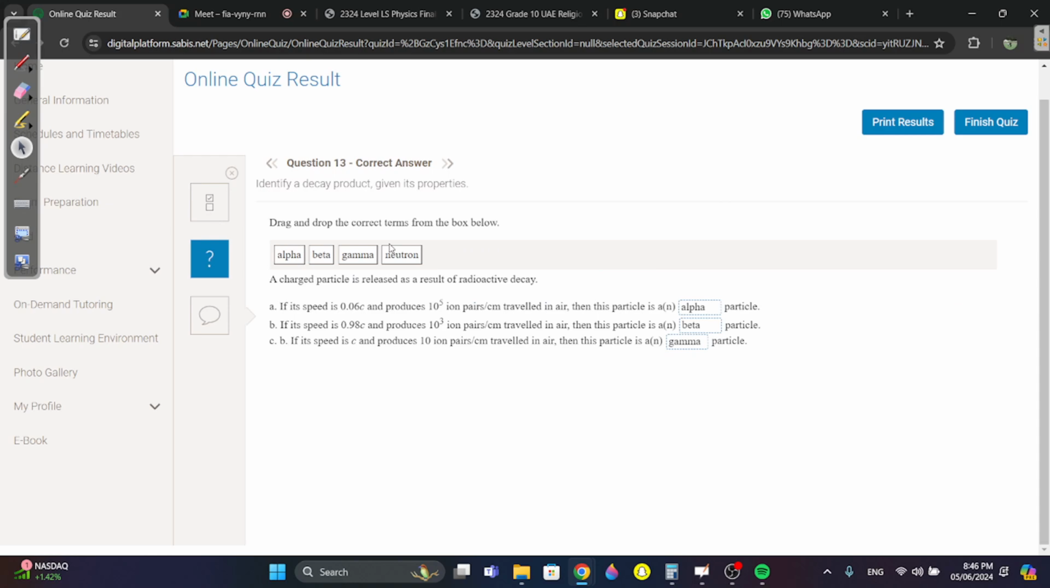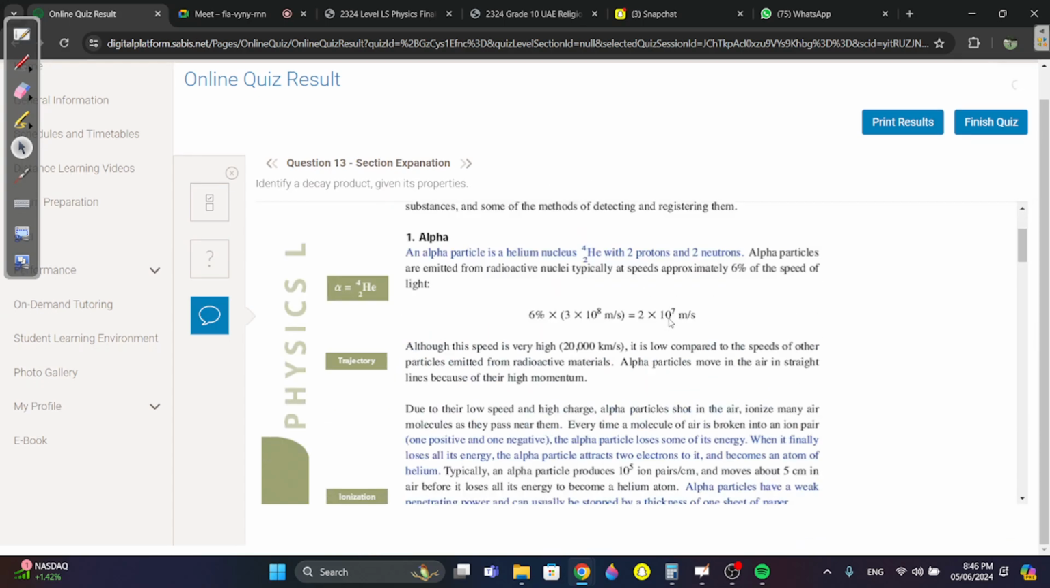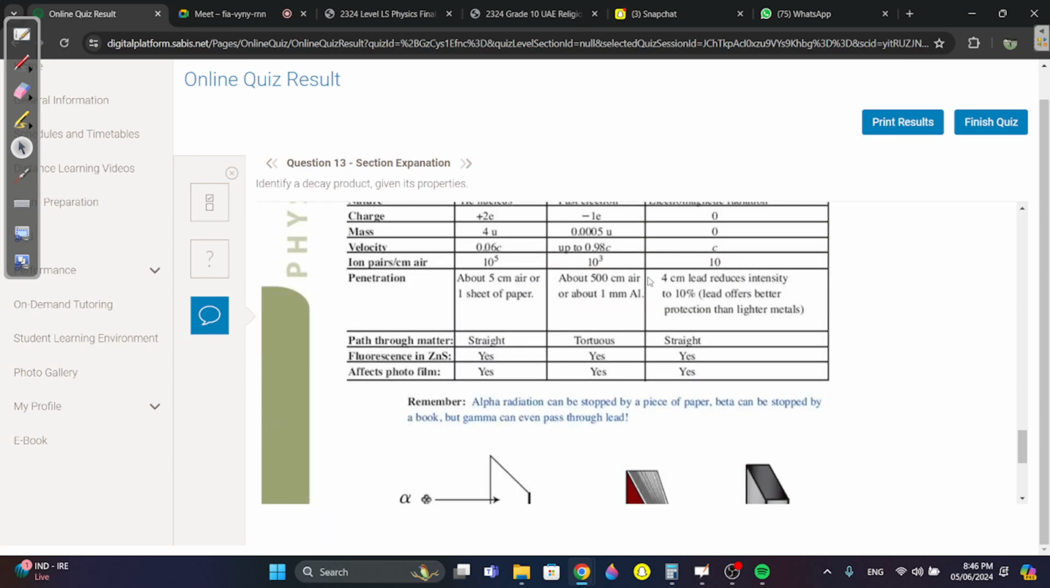Question 13. A charged particle is released. If its speed is 0.06 and it produces 10 to the power 5 ion pairs, it's alpha. If it's 0.98 and produces 10 to the power 3, beta. If its speed is C, by the way, C is the speed of light, and it produces 10 ion pairs, gamma. From the table, nothing to explain, just the speeds, velocity and ionizing power.